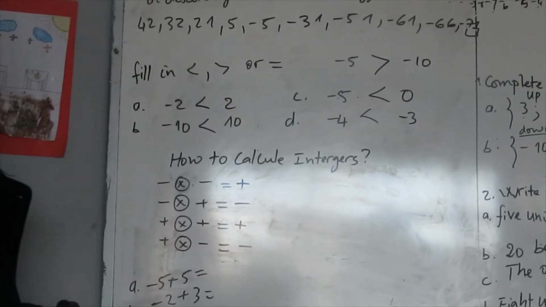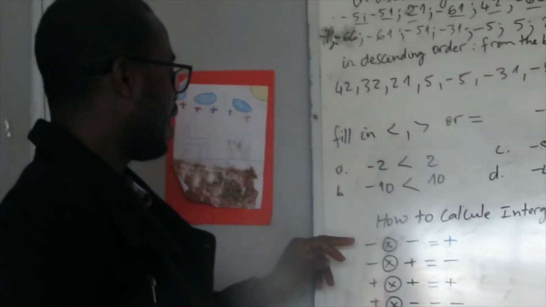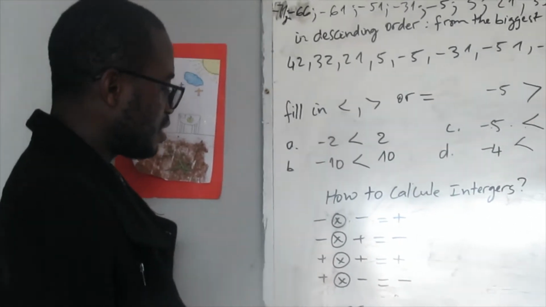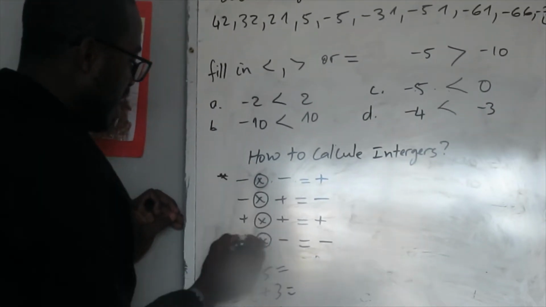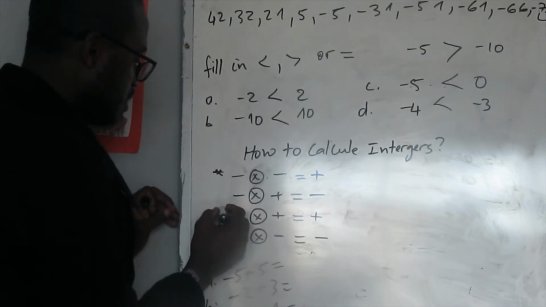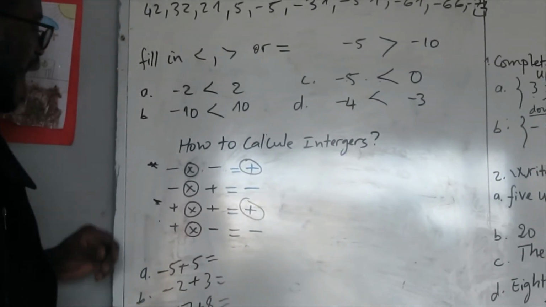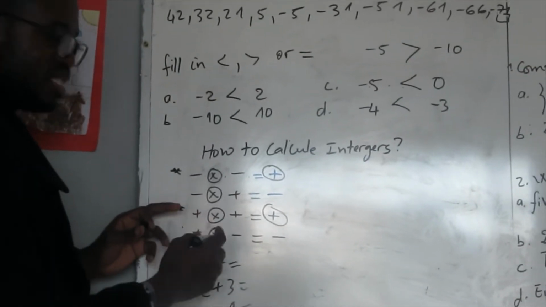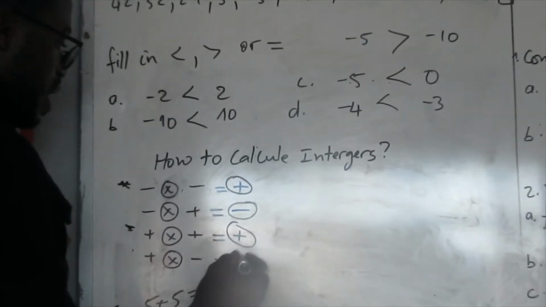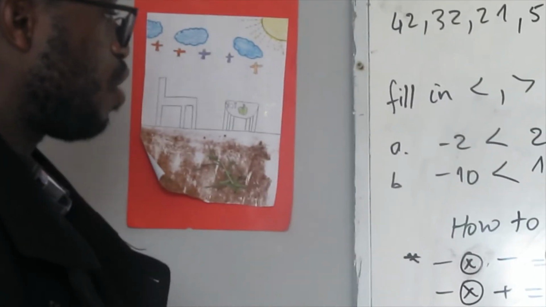So here the law you can memorize is about like signs. All the like signs are equal to positive. All the unlike signs, that are not the same, are always negative. So this is the first law to memorize in order to calculate integers.